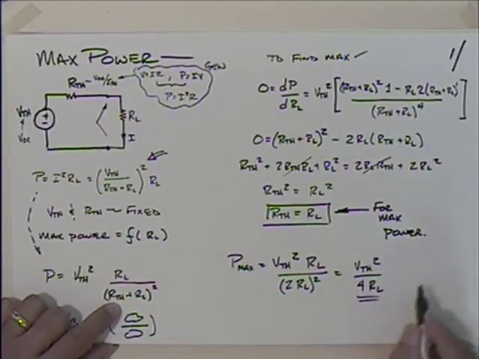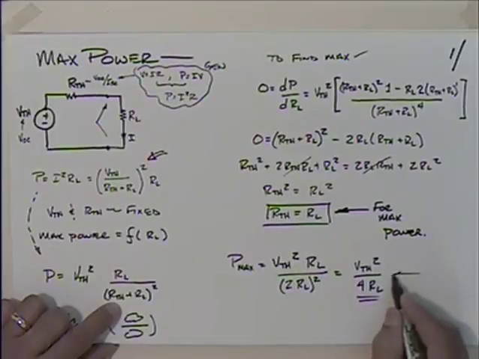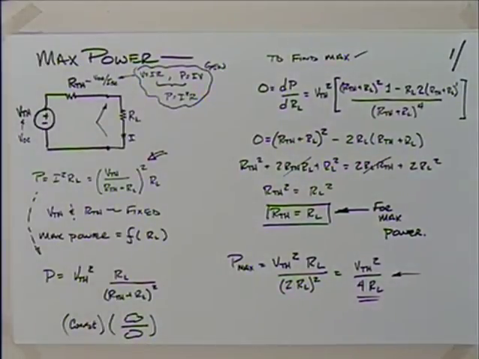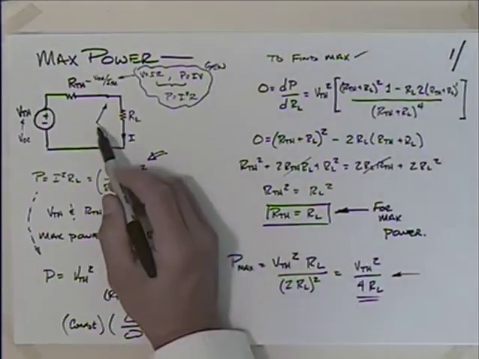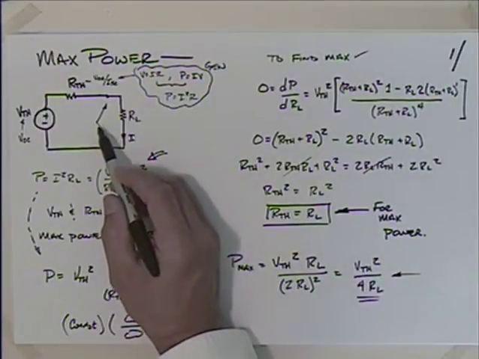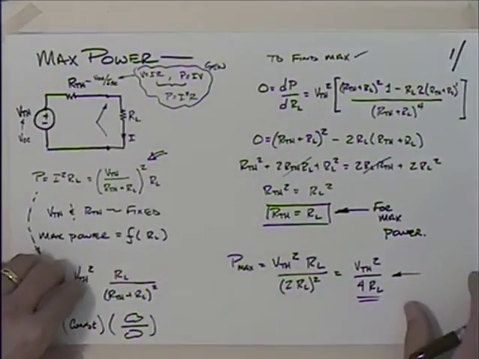And a lot of people will write that equation down and keep that one. I usually don't. Life's too short to try and remember things like that because it's so easy once you have the Thevenin model to figure out what the power is going to be. You don't necessarily have to remember something like that. Let me show you.